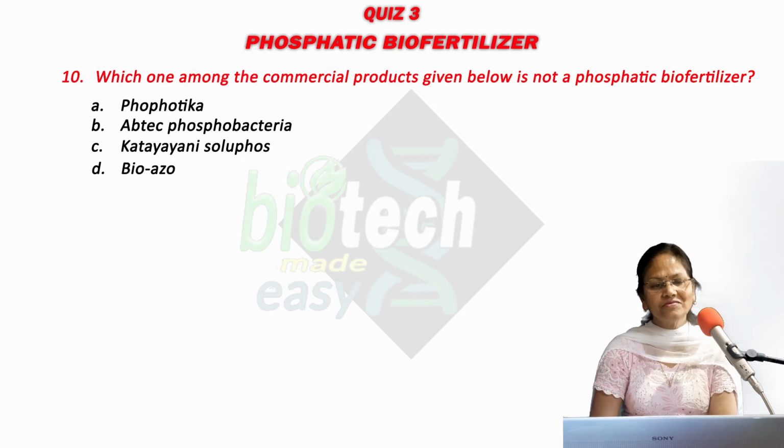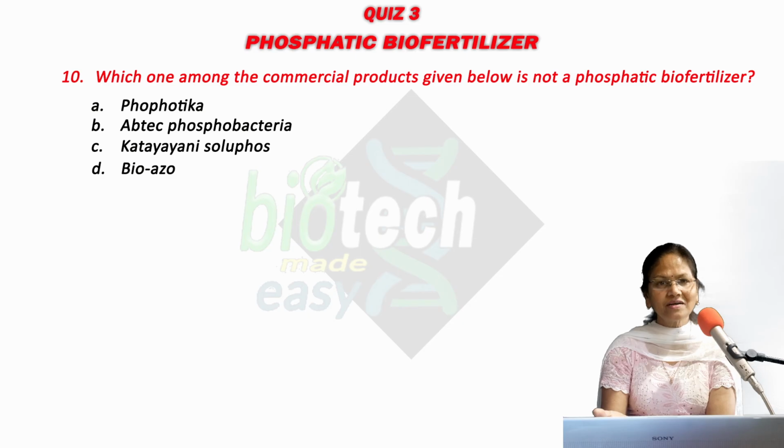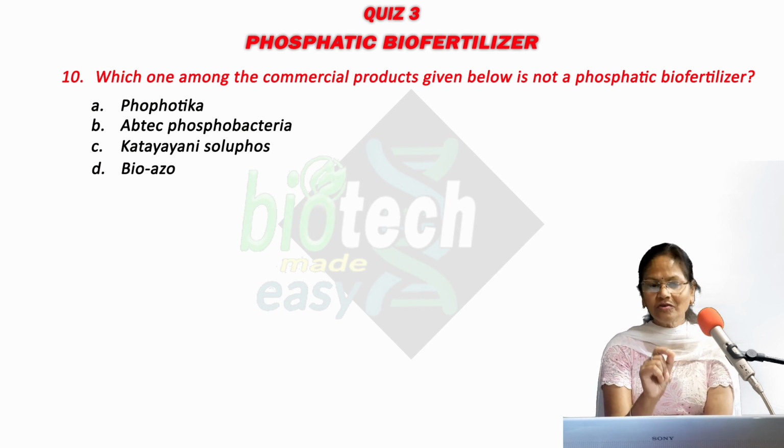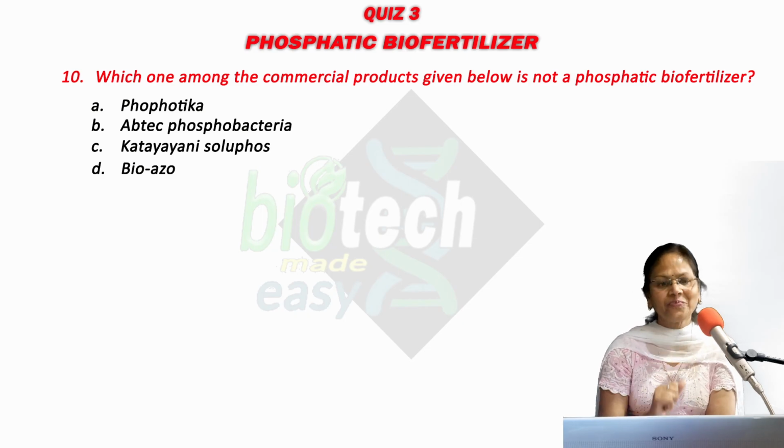Next one. Which one among the commercial products given below is not a phosphatic biofertilizer? Okay, so there are so many products available in the market, and I understand that it is difficult for you to remember all the names of different products. But here I tell you that there is a possibility of guessing the right answer. How? See, the first one is saying Phosphotica. So here the phospho term is coming. Second one is saying Aptec Phosphobacteria. Again the phospho term is coming.